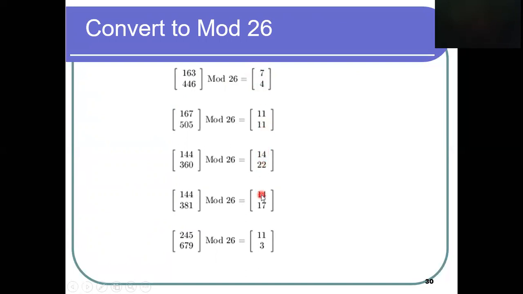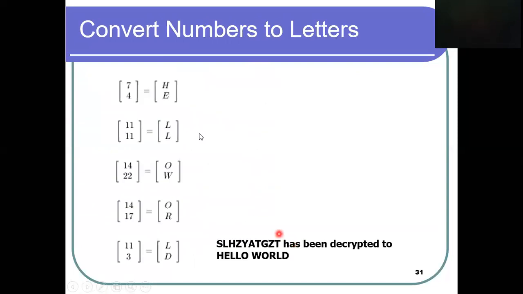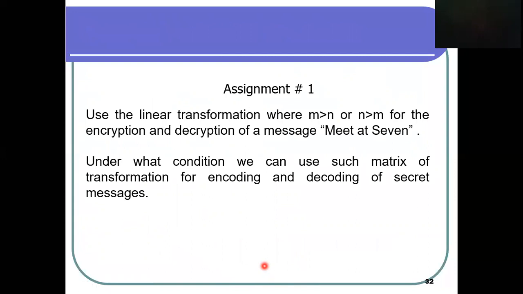Then 14, 22, 11, 14, 17, 11, and 3. In that case, 7 is mapped to H, 4 is mapped to E, 11 and 11 are mapped to LL, and then 14 and 22 are mapped to OW. In that case, we can see the encrypted text SLHZYAT GZT is decrypted to the original words, which are hello world. This is our plain text, and sometimes we call it the original message.